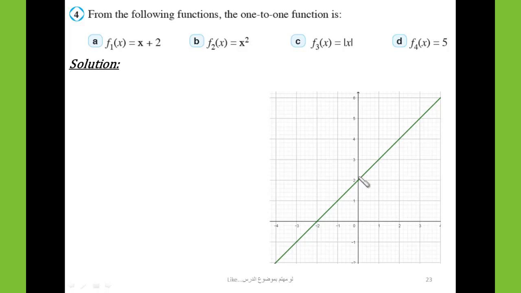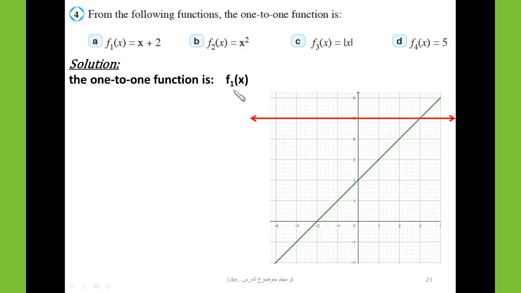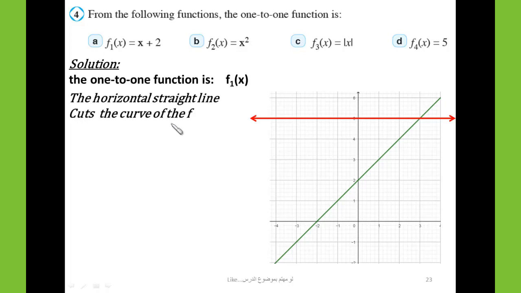So we draw this straight line and we draw a horizontal line. Any horizontal line will cut the curve at only 1 point. So the one-to-one function is f1 of x, and the solution is A. The answer is A. The horizontal straight line cuts the curve of the function at only 1 point.